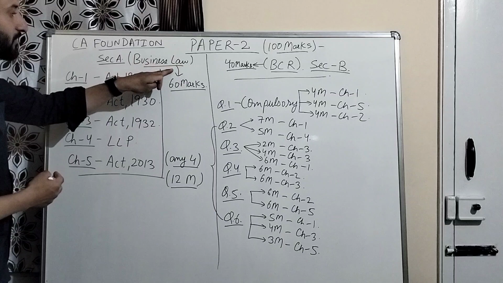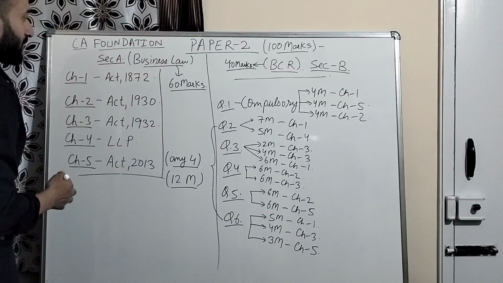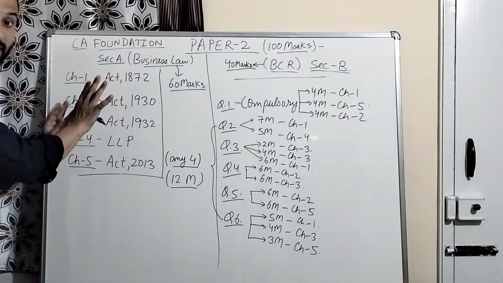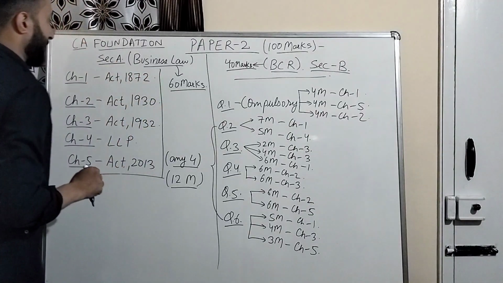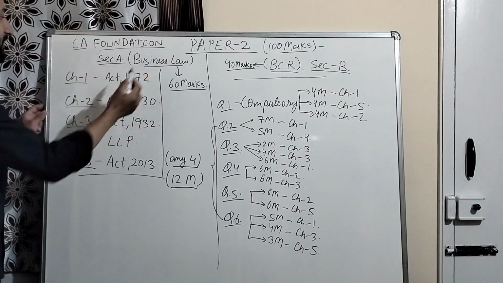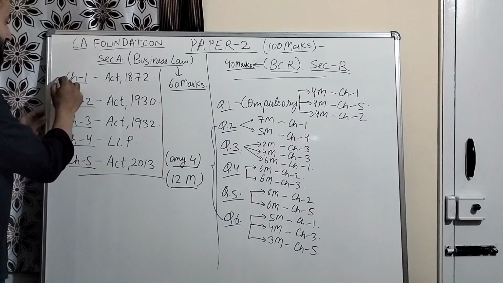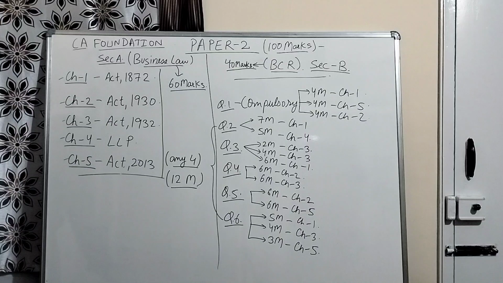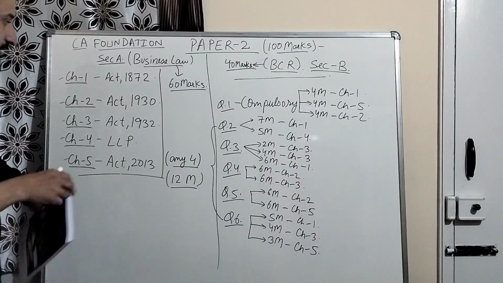Section A is business law, which consists of 60 marks. Here I am going to tell you the whole thing about section A. The business law has 5 chapters: chapter 1, chapter 2, chapter 3, chapter 4, chapter 5. I will tell you the names of these chapters.